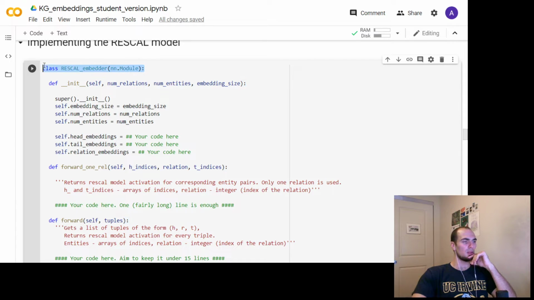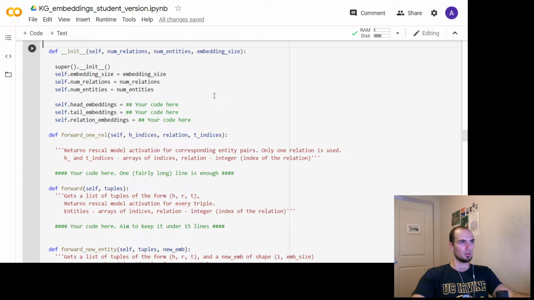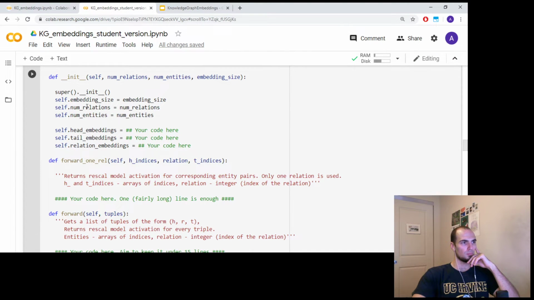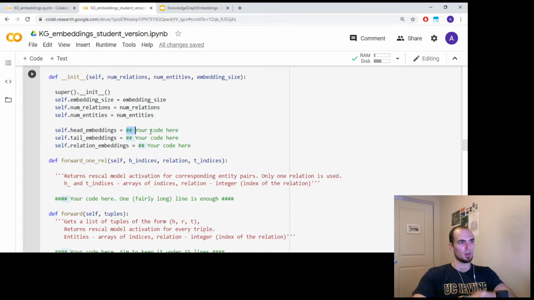We're going to be implementing this model using PyTorch, and its functionality is flexible. So if we go back to the algorithm that we have, we need to first initialize the entity and relation embeddings. We have this Rescal embedder as a separate class in PyTorch. It gets the number of relations, number of entities, and the embedding size as parameters. We save those parameters at first, and then let's think about how we represent the head embeddings. One way would be to simply create a matrix of size num entities by the embedding size, and then manually pick the embeddings from this tensor when we need them.